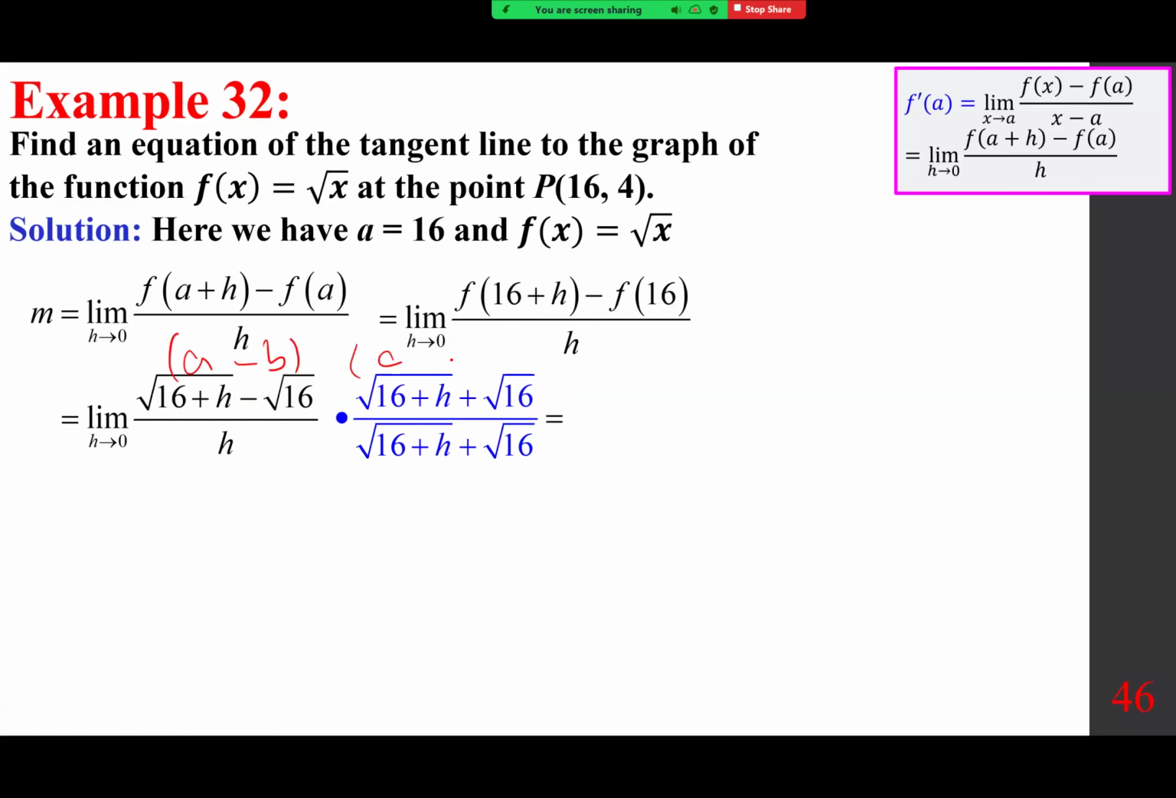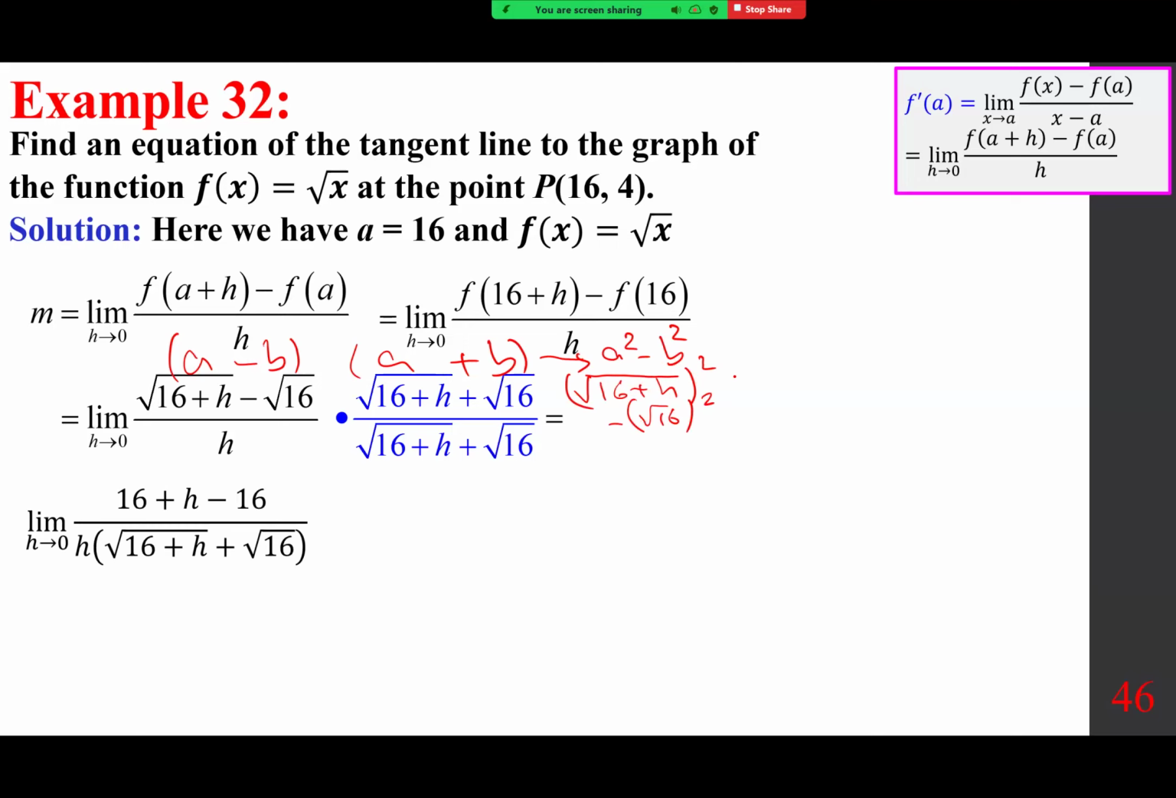A minus b times a plus b, the answer is a squared minus b squared. So each one gets squared up and comes out. The other one, of course, we already know, it's 4. But anyways, that's what happens. And 16 and negative 16 cancel each other.